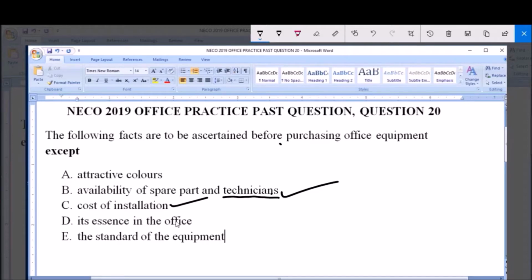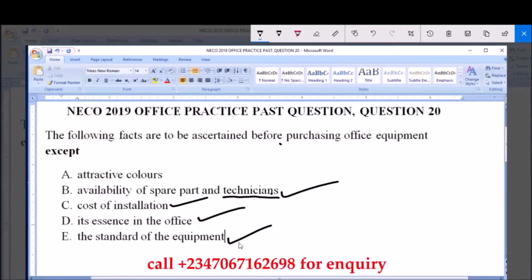D says its essence in the office. Yes, before purchasing any office equipment, we must know its essence, that is its usefulness in the office. And E says the standard of the equipment. It is also a fact to be ascertained, because every equipment to be purchased must be of good quality and good standard. So the standard of the equipment is actually important.